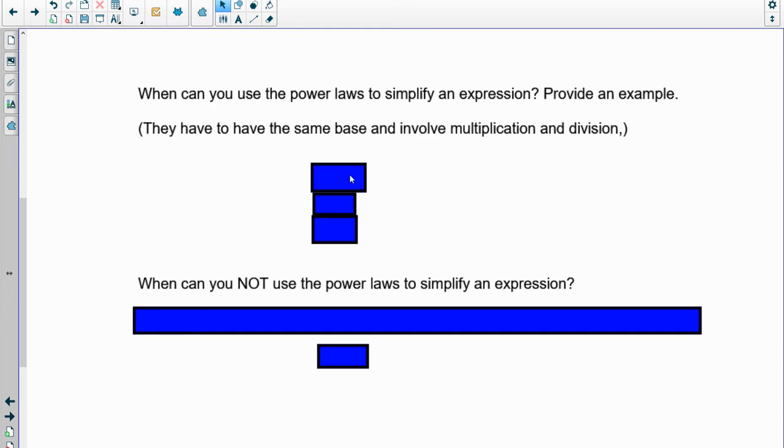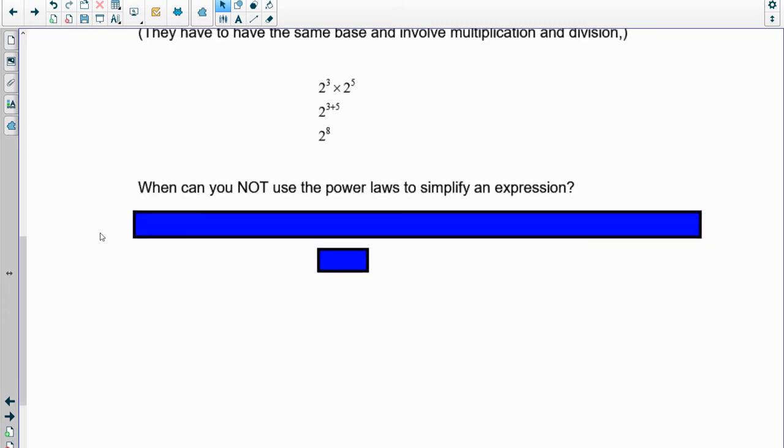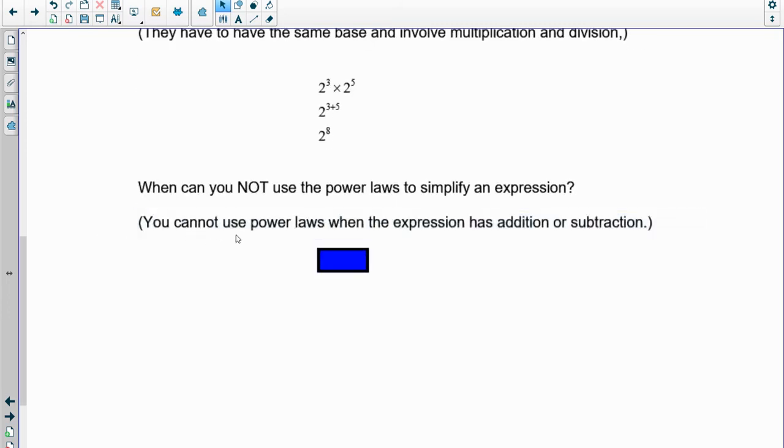So if I take a look here, 2 to the 3 times 2 to the 5 gives you 2 to the 3 plus 5, which gives me 2 to the 8. Notice the bases are the same and we're related by multiplication. So when can you not do this? Well, if you take a look here, it says you can't do it when we're doing addition or subtraction.